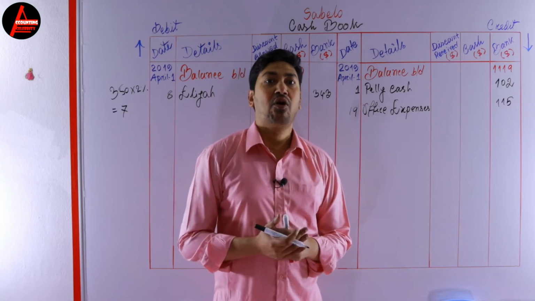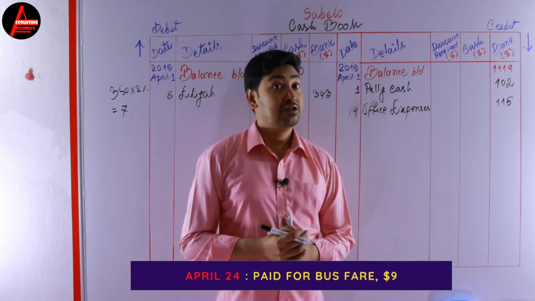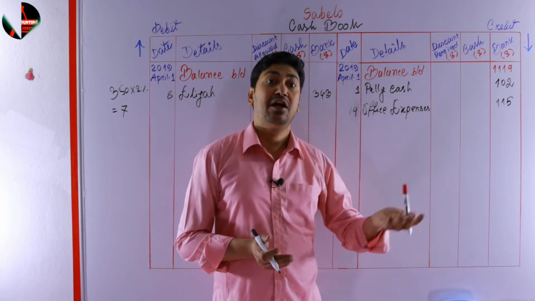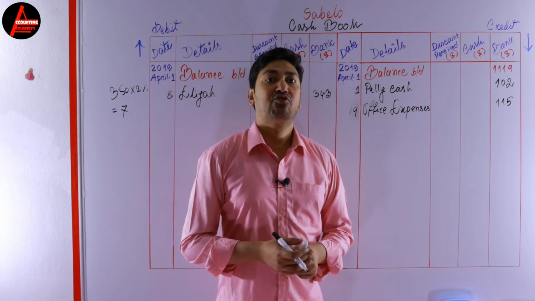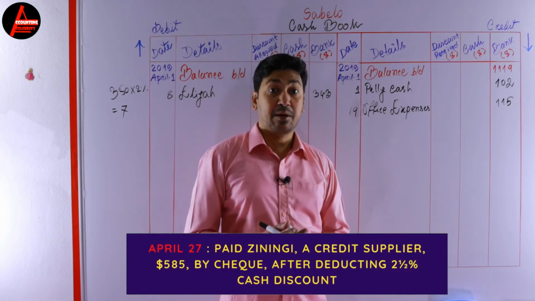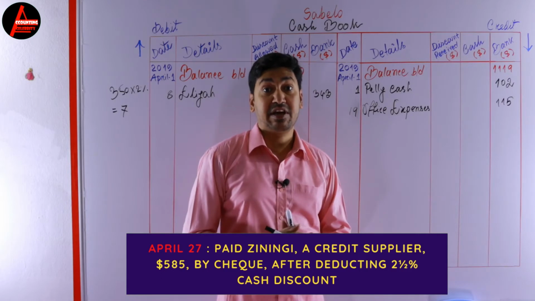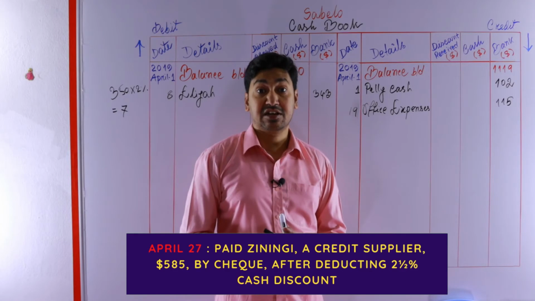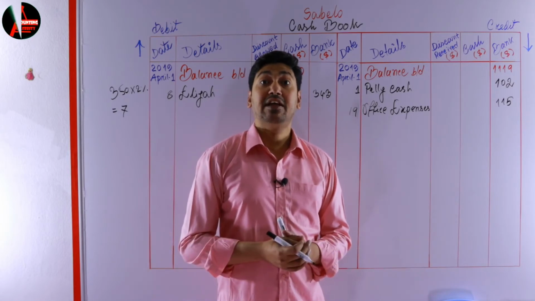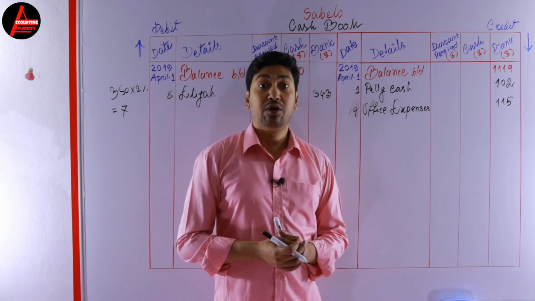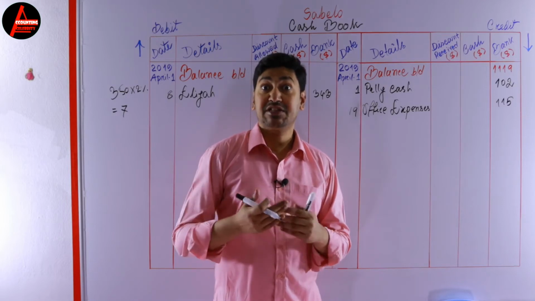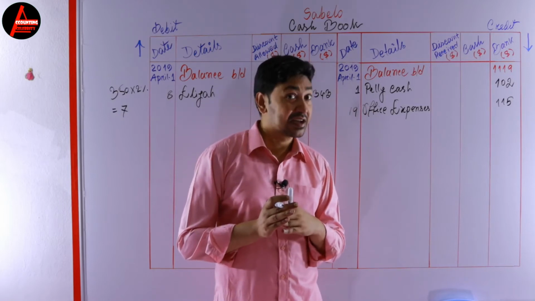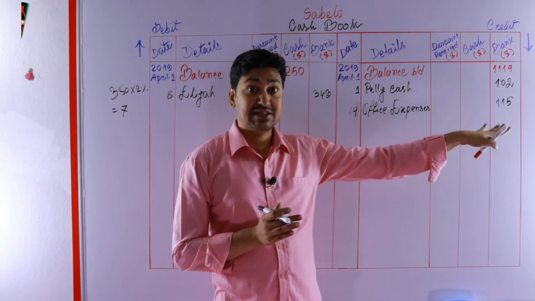Okay, next one is 24, paid for bus fare $9. So bus fare $9, very small amount, it will not come here. It is already in the petty cash book. Then 27, paid Jininji, a credit supplier $585 by check after deducting 2.5% cash discount. So we paid a supplier by check. Check means bank, so money goes out from the bank. So bank is decreasing. So it will come here in this side.